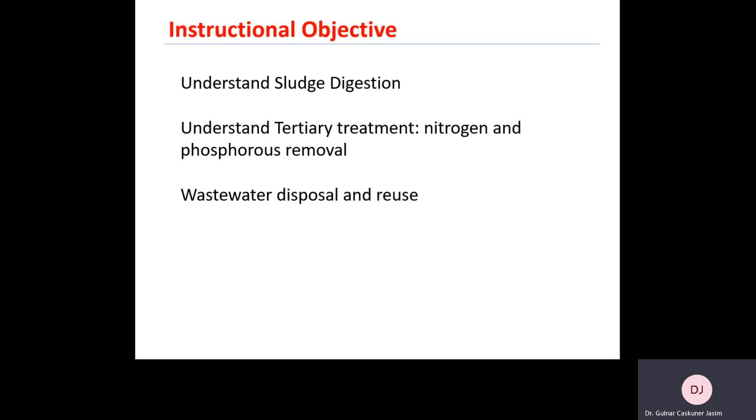We will continue regarding some of the sludge matter and I will explain what is sludge digestion. And the new topic will be about the tertiary treatment operations, which are used for nitrogen and phosphorus removal. Finally, I will explain wastewater disposal and reuse opportunities.